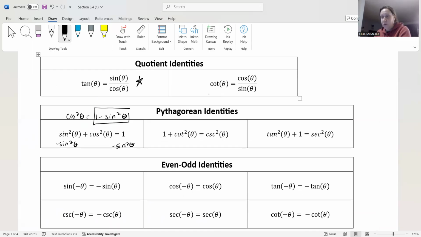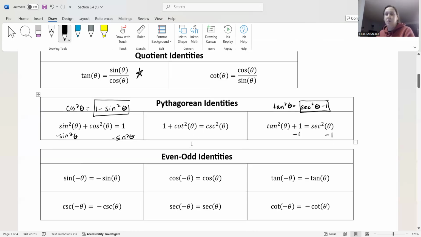Well, what I have in the page below was secant squared theta minus 1. Is there a way to rewrite this Pythagorean identity so that I get secant squared theta minus 1? And the answer is absolutely. I can subtract 1 from the left and then from the right, and what I get is tan squared theta equals secant squared theta minus 1. Well, this is exactly what we have in our example down here. So we know that secant squared theta minus 1 equals tangent squared theta because this is already an established identity. We know this is true, okay?